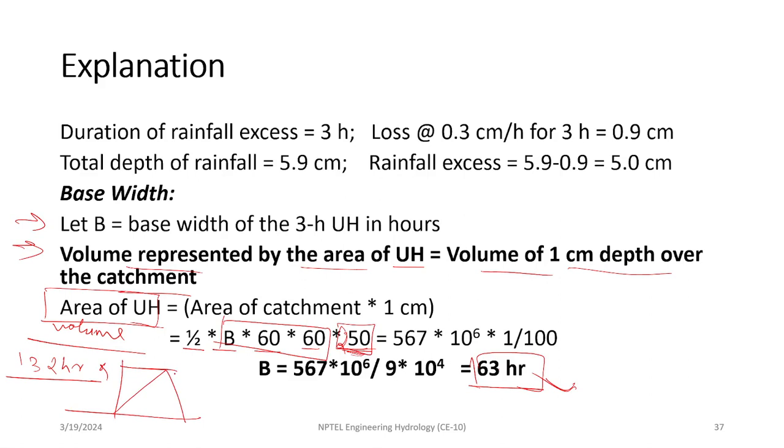So Q is here, B is here, and area we want to compute, so half into B into Q. This will be equivalent to area. So area is this much and effective rainfall is this much. Correct. So we say 0.5 into 60 into 60 into 50.